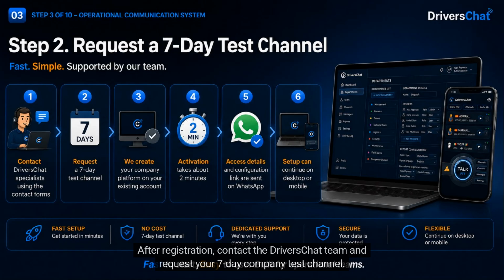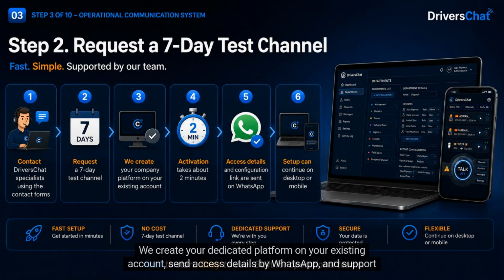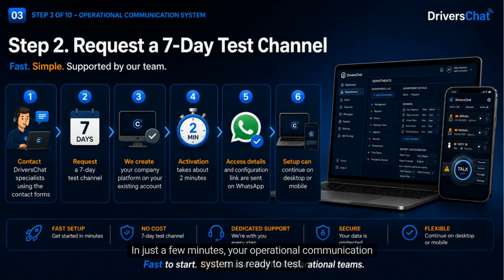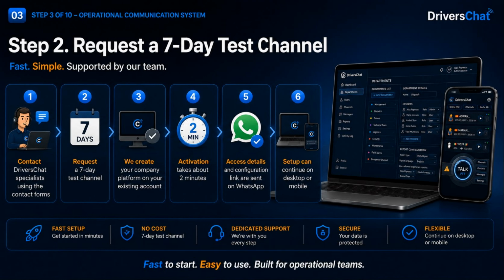After registration, contact the Driverschat team and request your 7-day company test channel. We create your dedicated platform on your existing account, send access details by WhatsApp, and support you through setup. In just a few minutes, your operational communication system is ready to test.